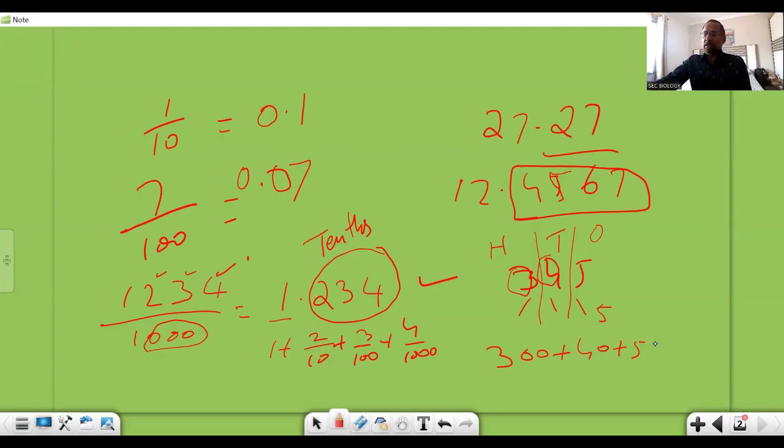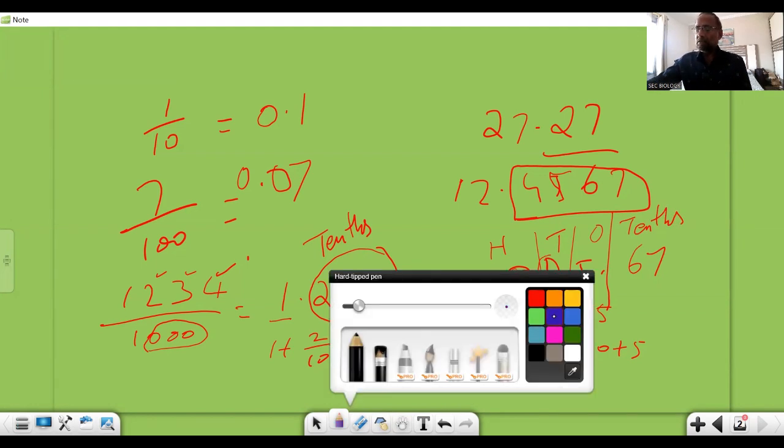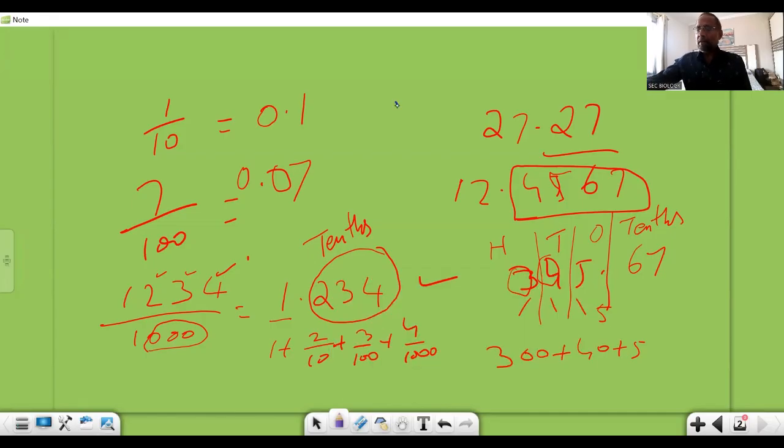Now suppose I am writing here 345.67. What is this? This is a decimal number. Here is the whole number 345. After that, 67 is not 6 tens. After the decimal, be careful, this is tenths. Tenths means 1 by 10. This is 1 out of 10.